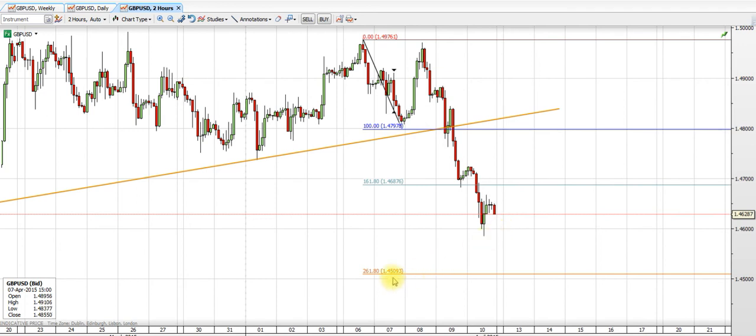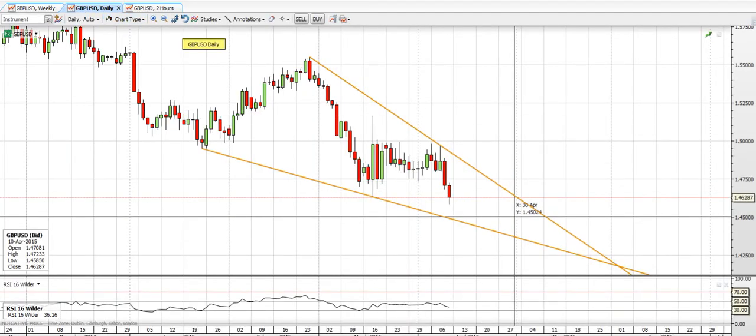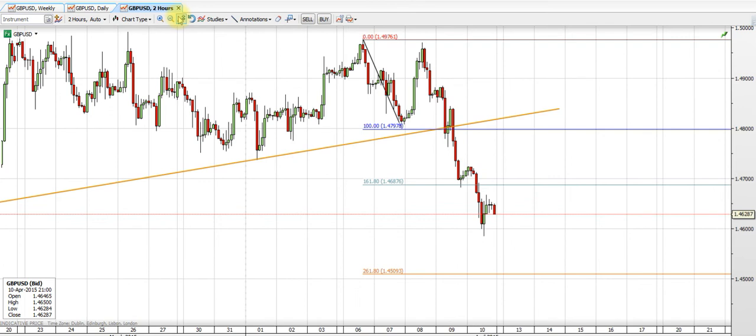145.09 is the extension level for this last move, which, like we said, is extremely close to the trend of lower lows. So the immediate bias for Monday, probably Tuesday, maybe even Wednesday of next week, is for lower levels, but with some extreme caution and the possibility of a reversal around about 145, the figure.